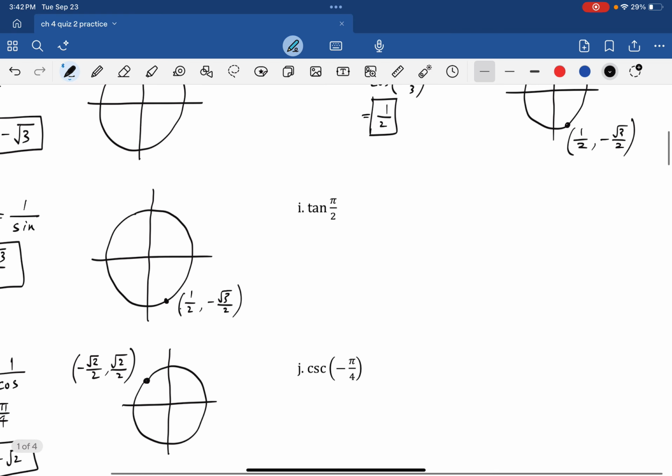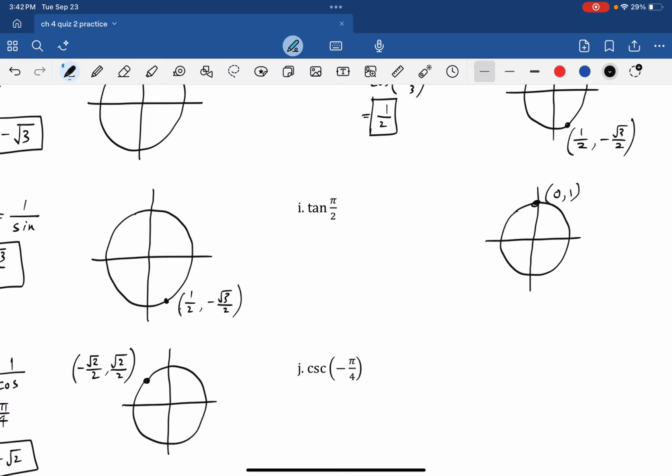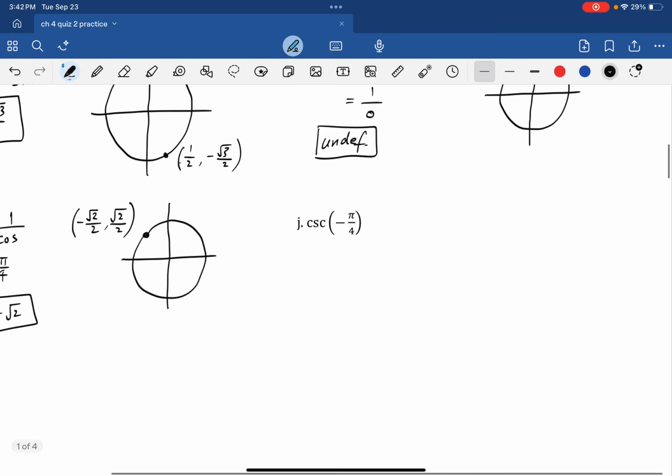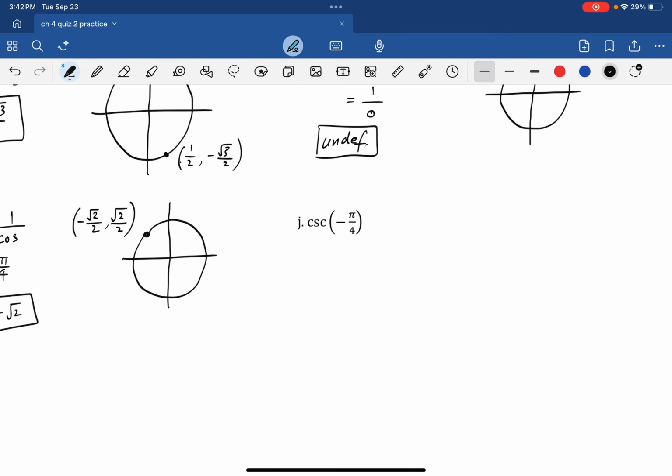Tangent of pi over 2 is next. Well, pi over 2 is 90 degrees on the unit circle, so that's right here. Coordinates are 0, comma 1. Now, tangent is sine over cosine, right? And sine over cosine in this case is going to be the y value over the x value, which is 1 over 0. So tangent of pi over 2 is undefined. That's our answer.